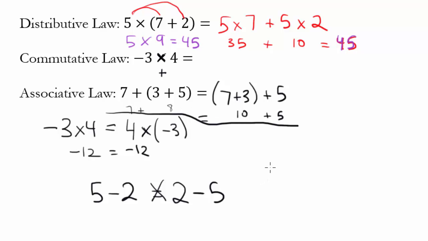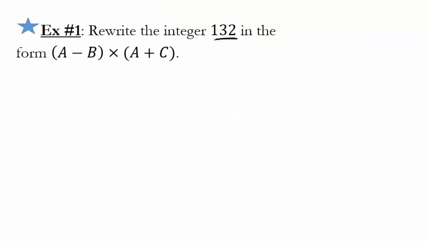So let's take a look at an example that will allow us to apply some of these rules by rewriting integers in different forms. Okay. Example number 1. Rewrite the integer 132 in the form of a minus b times a plus c.